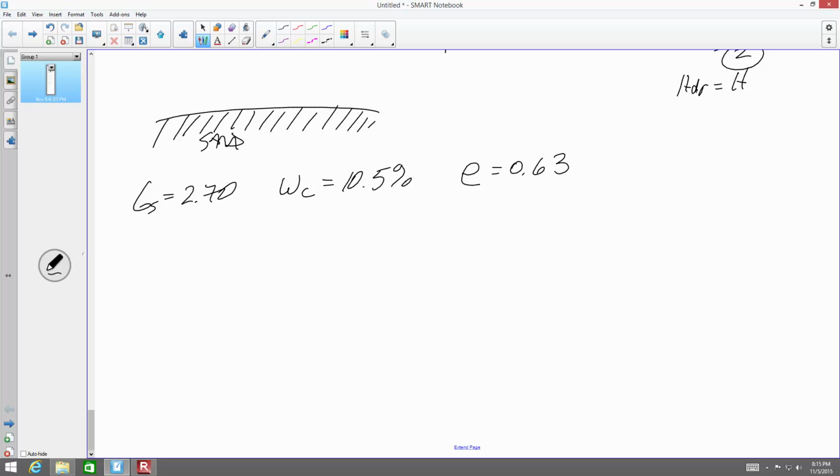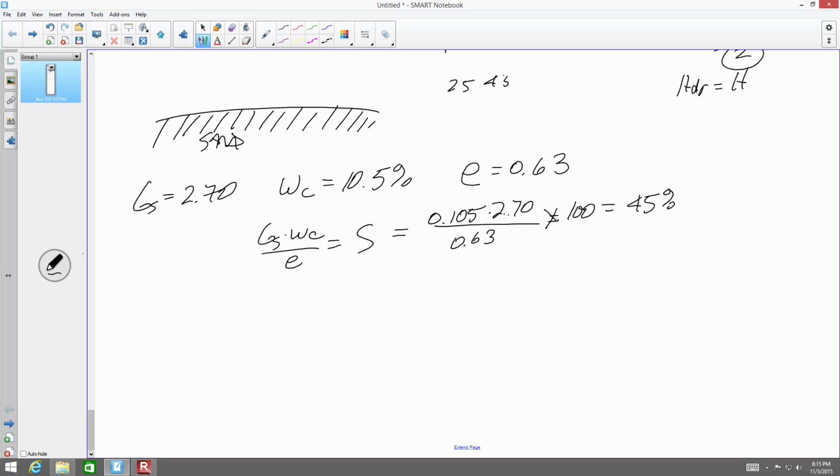What equation do we use? One of those I told you guys need to memorize. 0.105 times 2.7 over 0.63. That's the kind of question you pray is on the exam, right? Oops, times 100. 45% saturation. The answers were 25, 45, 65, or 85.